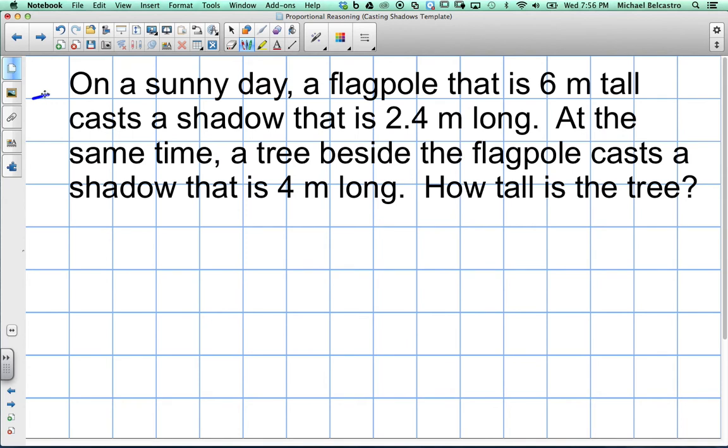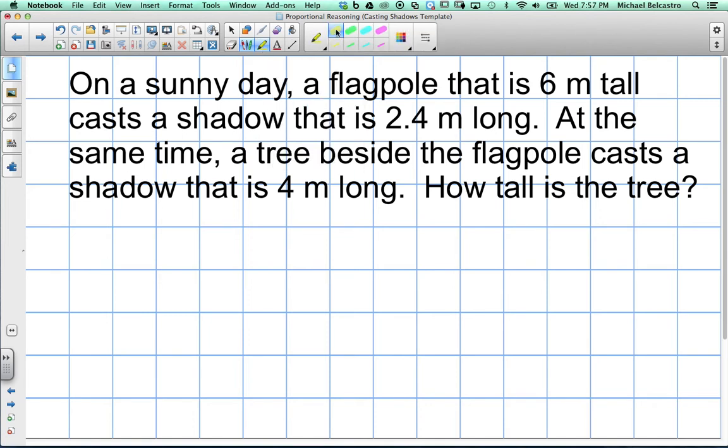So here's our inquiry type question. We'll read through it once and then highlight the important stuff the second time through. On a sunny day, a flagpole that is 6 meters tall casts a shadow that is 2.4 meters long. At the same time, a tree beside the flagpole casts a shadow that is 4 meters long. How tall is this tree?